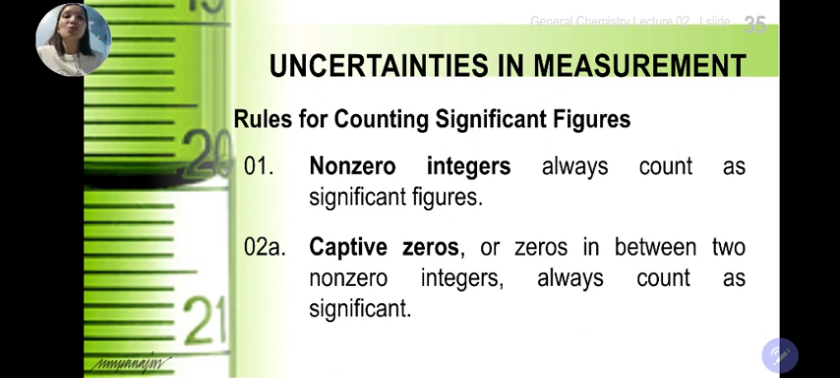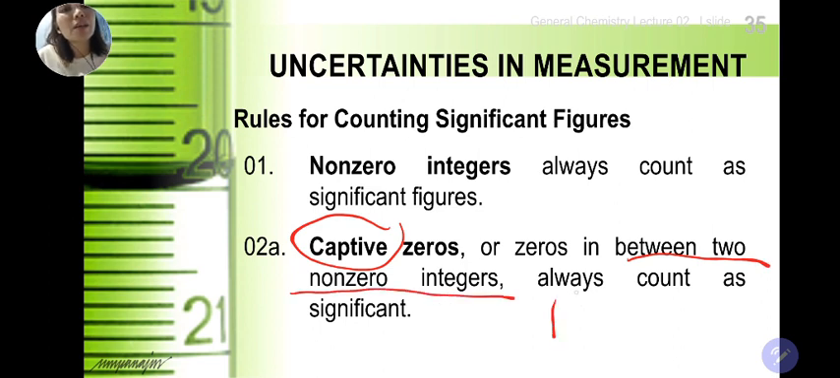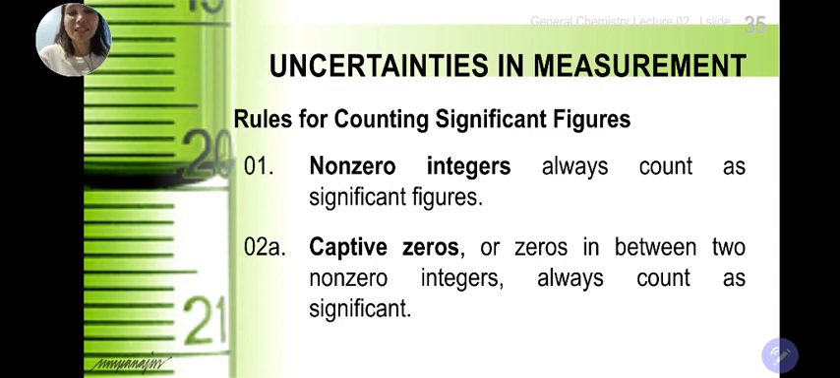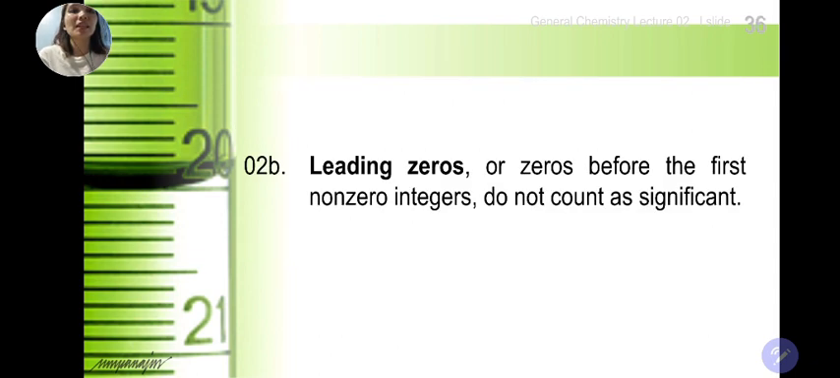Ito na yung rules natin sa mga zeros naman. Captive zeros, or the zeros in between two non-zero integers, yung napapagitnaan, for example, 101. This zero between the two non-zero integers always counts, this is called the captive zero. This always counts as significant. Okay, basta nasa gitna siya ng non-zero integer, that is significant figure. Ibig sabihin, isasama natin siya sa measurements natin.